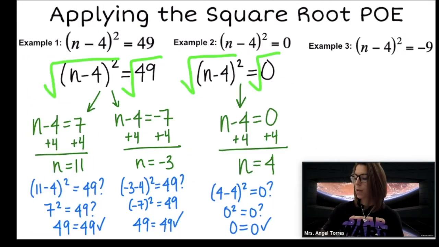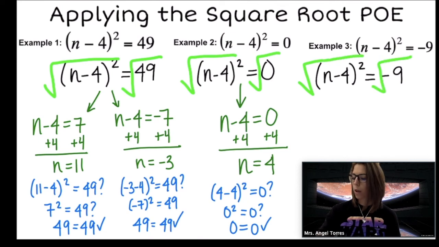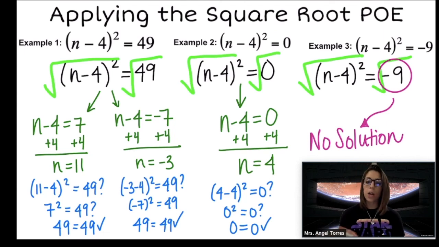In example 3, we have the function quantity n minus 4 squared equals -9. Because n minus 4 squared is a square, to undo it, we will apply the square root property of equality. And that leaves us with, wait a minute, can we take the square root of a negative number? No, we cannot. So because this is a negative and there is no square root, we can state that this function has no solutions. Or if this was a quadratic, we would say that it has no zeros.